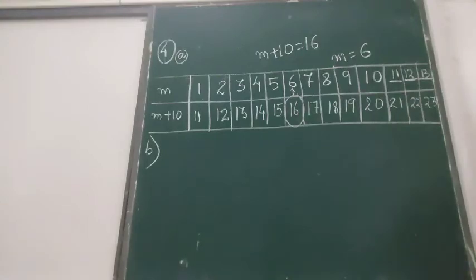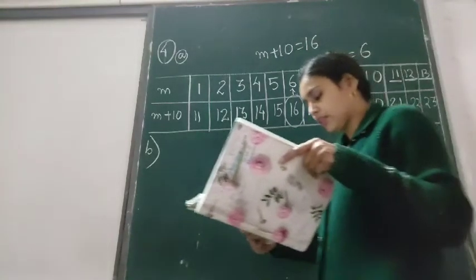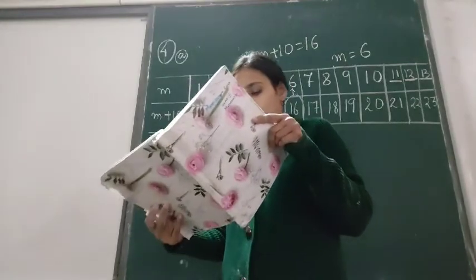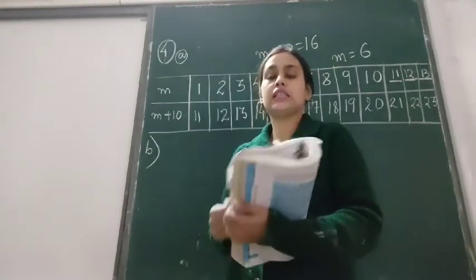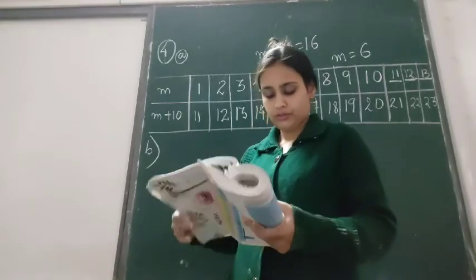B part is also the same. Complete the table, and by inspection of the table, find the solution to the equation 5t is equal to 35. So let's do that.